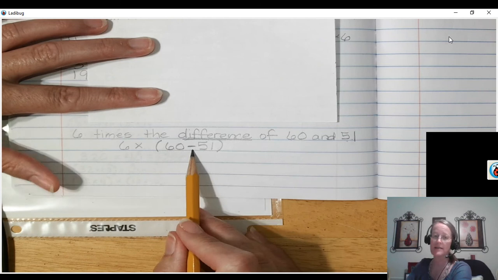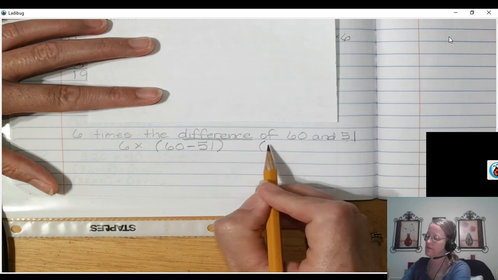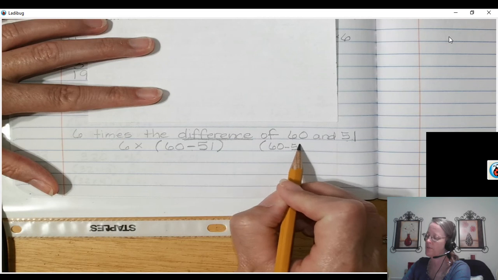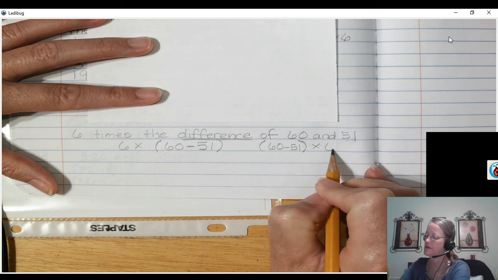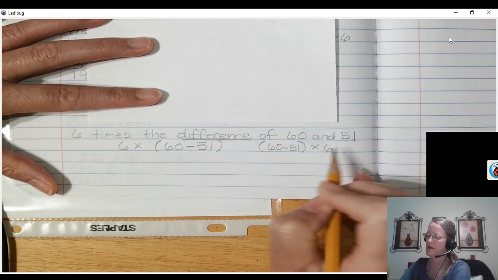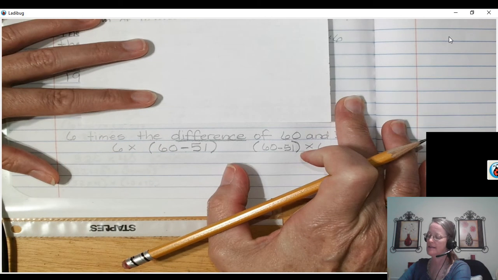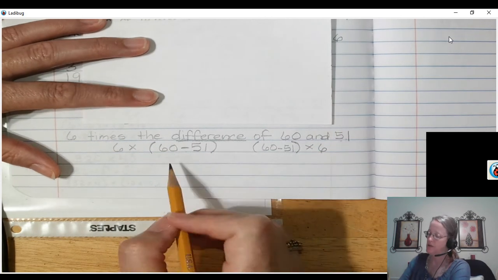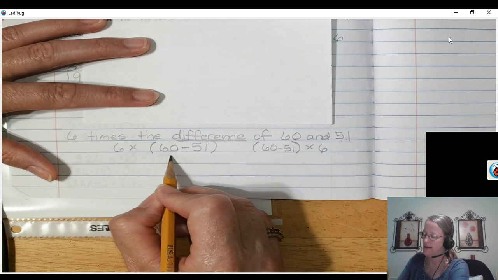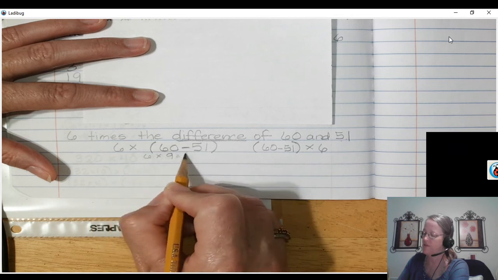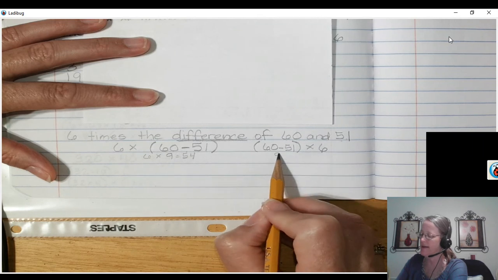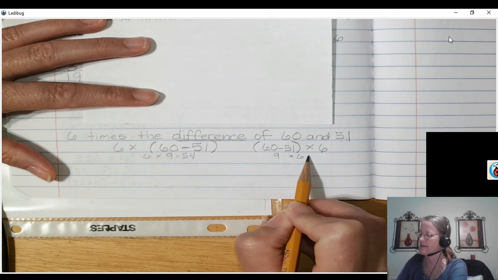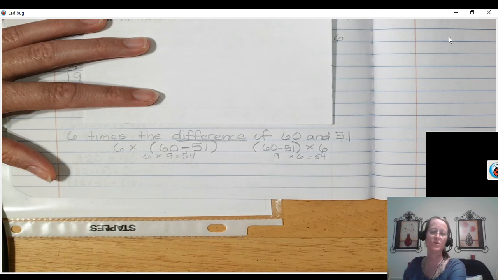I can write 60 minus 51 first in parentheses and then times 6. And you will get the same exact value. So 60 minus 51 is 9. And 6 times 9 is 54. 60 minus 51 is 9. And 9 times 6 is 54. So those two are exactly the same.